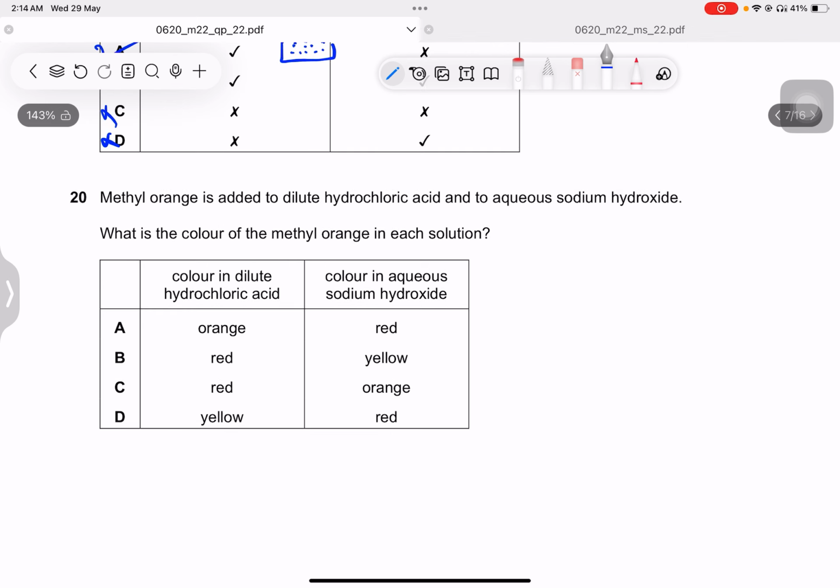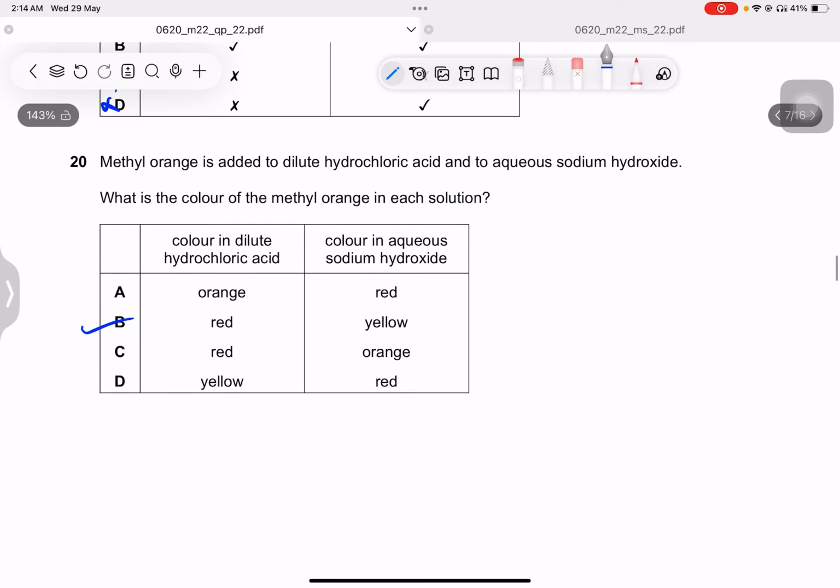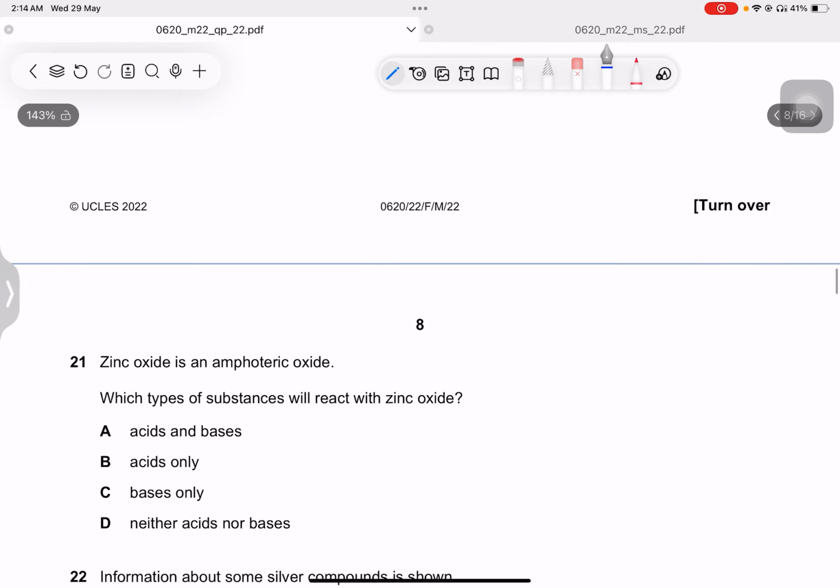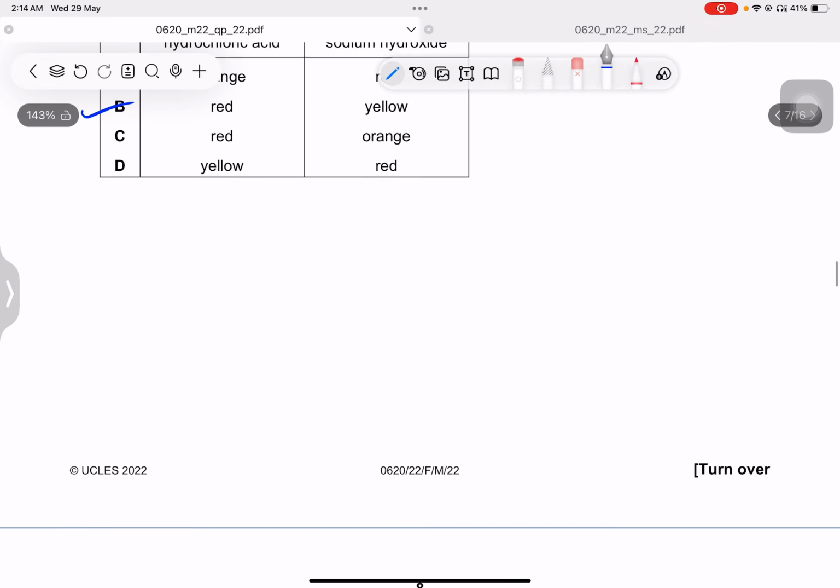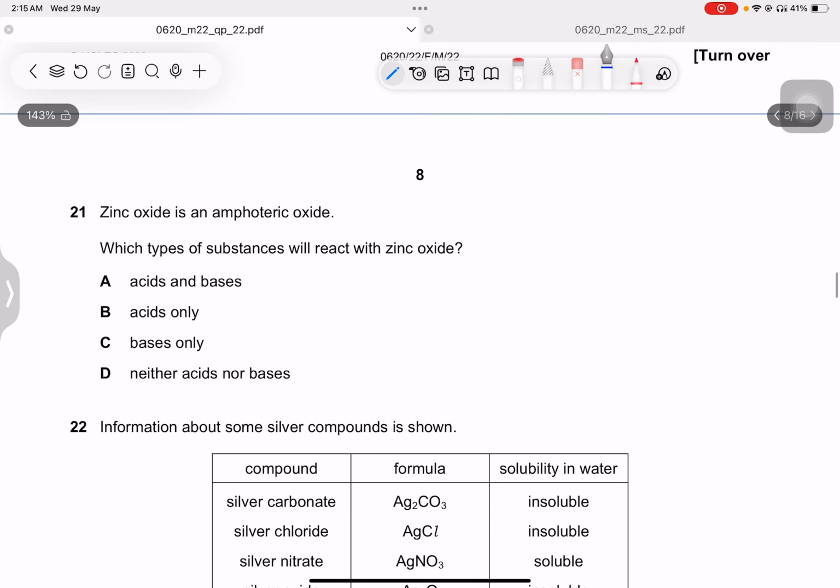Methyl orange is added to dilute hydrochloric acid and to aqueous sodium hydroxide. What is the color of the methyl orange in each solution? It is red in acid and yellow in sodium hydroxide. This is pretty obvious. You just have to memorize this from the notes for qualitative analysis in your syllabus. It is all given, the test for gases, the test for cations, anions, everything.